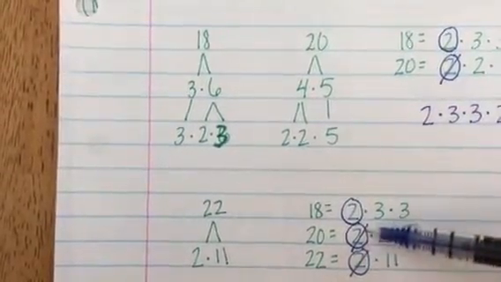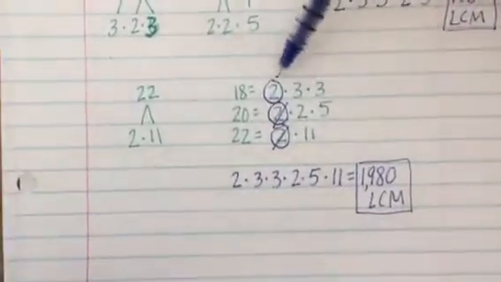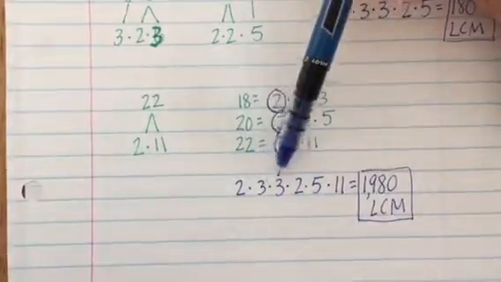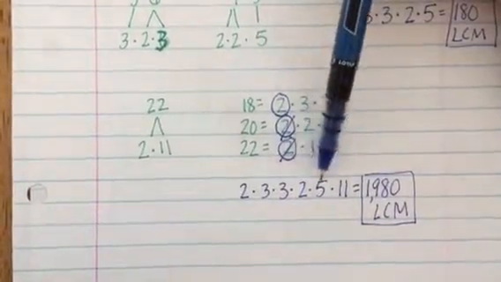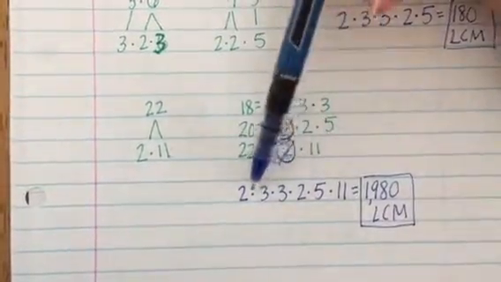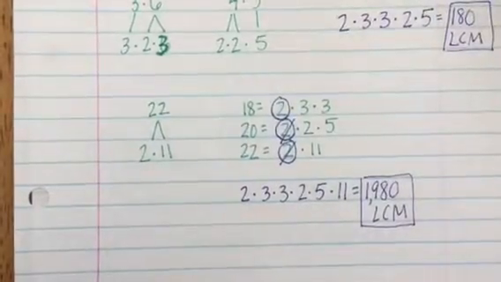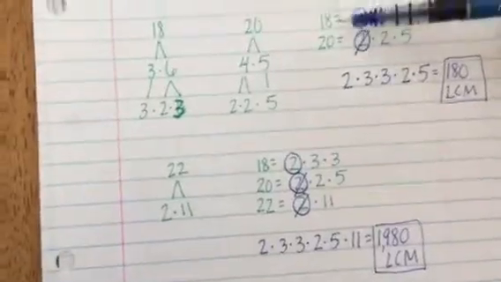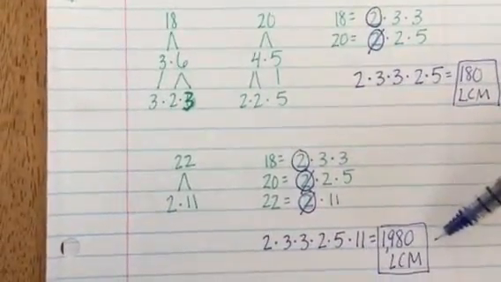I don't need them. And then when I write my multiplication problem down here, I'll use the 2, the 3, and the 3, that's right here, the 2 and the 5 from 20, that's right here, and the 11 from 22, that's right here. Multiplying those digits all together comes out with 1,980. You can see how if you had listed all of the multiples of each of those numbers in a table, you would have been listing for quite a long time.